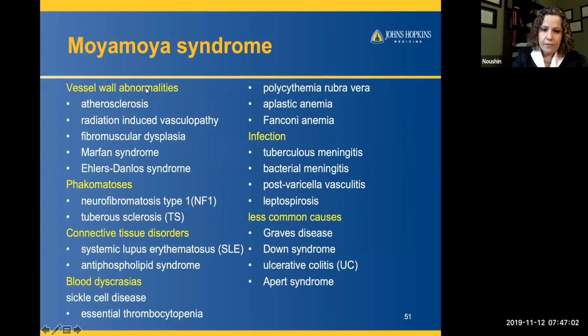We also have a larger spectrum that we call Moyamoya syndrome, which is essentially anything that could cause occlusive vascular disease, such as vessel wall abnormalities and atherosclerosis. You can have fibromuscular dysplasia, radiation-induced vasculopathy, collagen vascular diseases, connective tissue disorders, and also infection. So it is a larger spectrum that we shouldn't mistake for just Moyamoya disease.